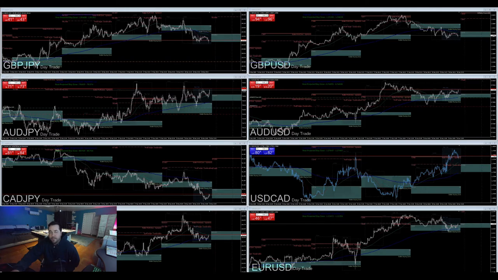So the purpose of these systems is to take all the human factor emotions out, which is the main thing that's holding beginner traders back from making a real profit.